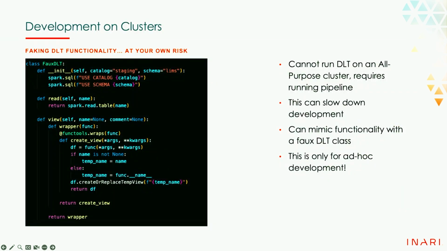Developing on all-purpose clusters. Running DLT requires a DLT pipeline, so you can't actually run this code on an all-purpose cluster. For us, that slowed down some of our development. But we can mimic some of the functionality with a faux DLT class. This is just building a decorator, generating a Spark data frame, and creating a temporary view that exists only for that all-purpose cluster. So it doesn't do any of that dependency management. You have to make sure you do things in order. It is very much not a replacement for DLT, but it's just for our ad hoc development. It made things a little bit quicker for us for some of the things that we wanted to do.